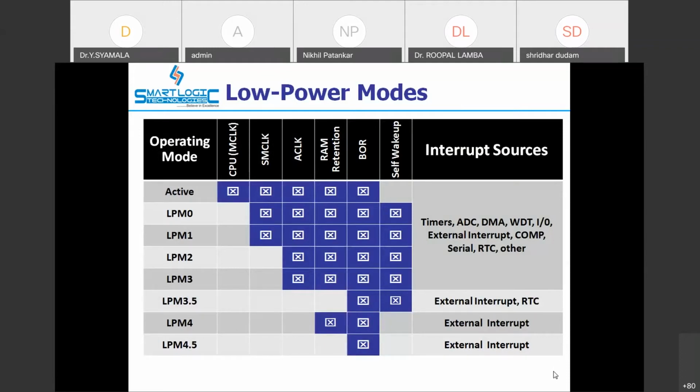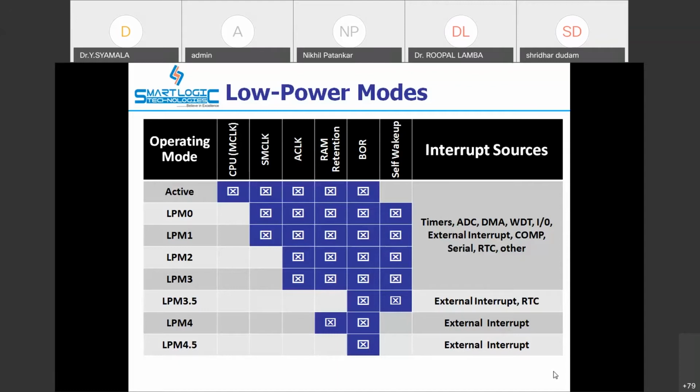LPM0, LPM1, LPM2 need the SM clock, auxiliary clock, like that. You can choose any one clock, as there are different clock sources present in the MSP430. When you are in LPM0, LPM1 and LPM2, the internal peripherals can wake up your controller. Once the ADC conversion is completed, it wakes up the CPU. Once the timer overflows, at that time also it wakes up the CPU.